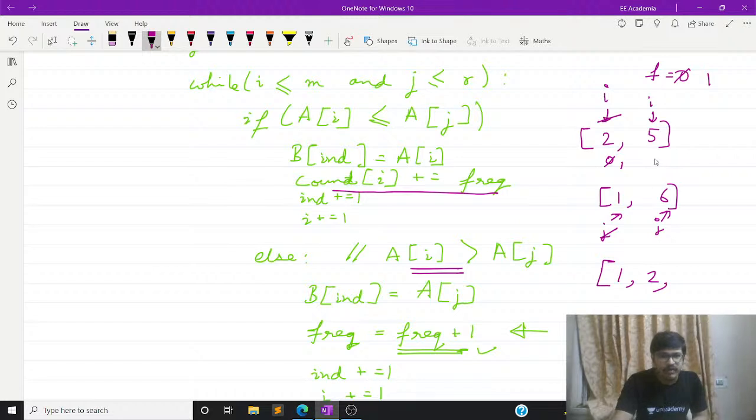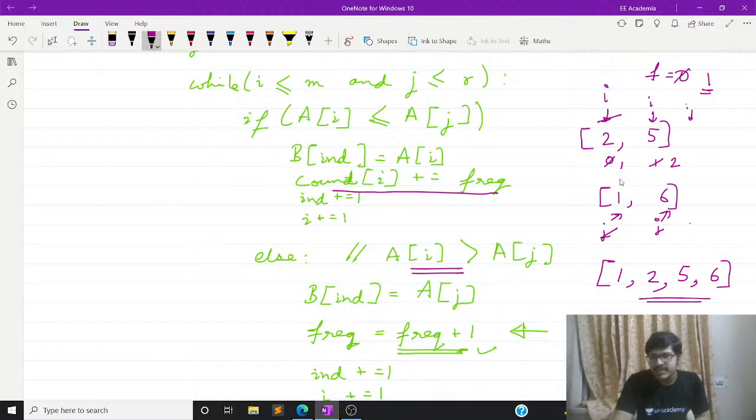Now at this point, if you remember, the count of 5 was 1 and count of 6 was 0. It doesn't matter, count of 6 doesn't matter. Count of 5 matters. So at this point, count of 5 was 1. Now you see that 5 is smaller than 6. So we'll just append 5 into our array and increment the count of 5 by this frequency variable, which is 1. So it becomes 1 plus 1 equals 2. And finally, I moves here and you just put the elements of the right half into the array.